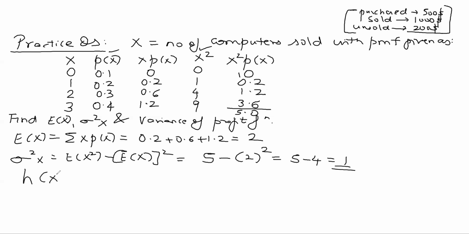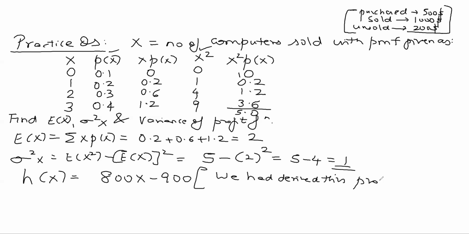Recall, guys, what was the profit function coming out to be? The profit function was 800x minus 900. We had derived this profit function in our video lecture before.